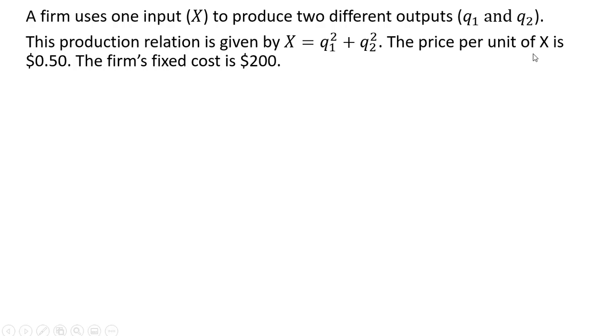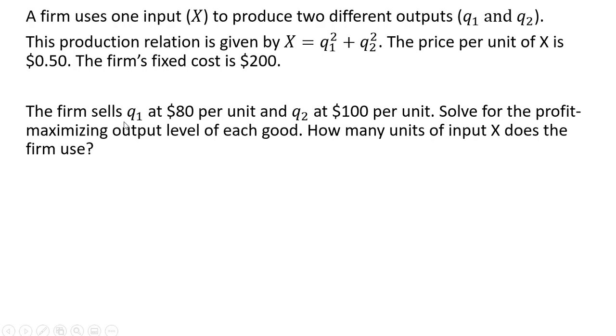The price per unit of X is 50 cents, and the firm has a fixed cost of $200. The firm sells good 1 for $80 per unit and good 2 for $100 per unit. We want to solve for the profit maximizing output level of each good and how many units of input X the firm uses.